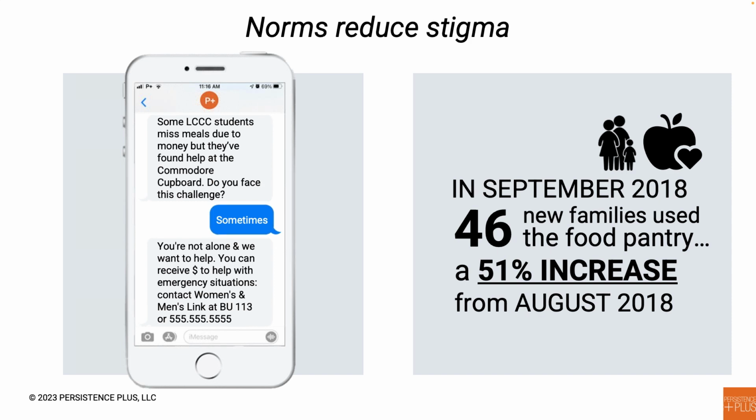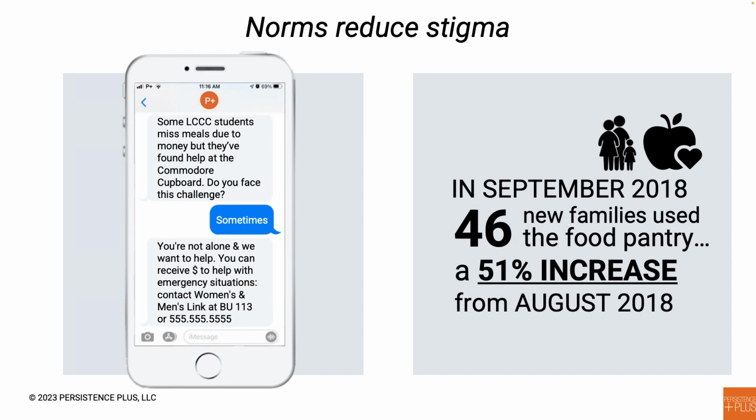So this is a nudge on the left that we send to our college partners, where we're trying to destigmatize the use of the food pantry, along with any other resources or supports colleges provide for alleviating poverty. And so back in 2018, with one of our good partners, Lorain County Community College, we sent this nudge trying to normalize going to their Commodore cupboard, their food pantry.